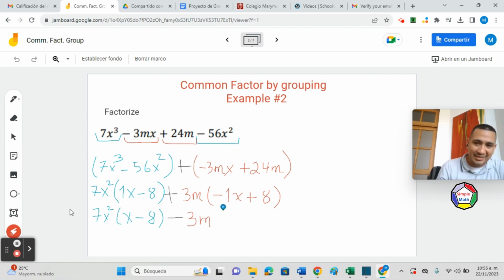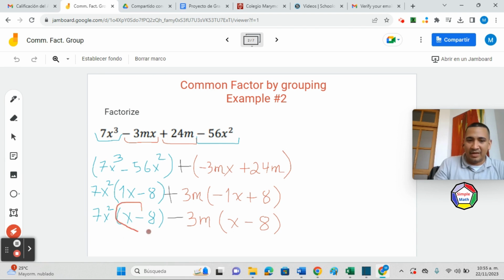But in the red parentheses, sorry, we can change the signs because we change the sign that is outside. So now we can say that it's not a negative x anymore. Now it's going to be positive x, and this positive symbol will be changed by a negative symbol. And now we have the same parentheses. Look, we have x minus 8 and we have x minus 8. So we can do the last step.